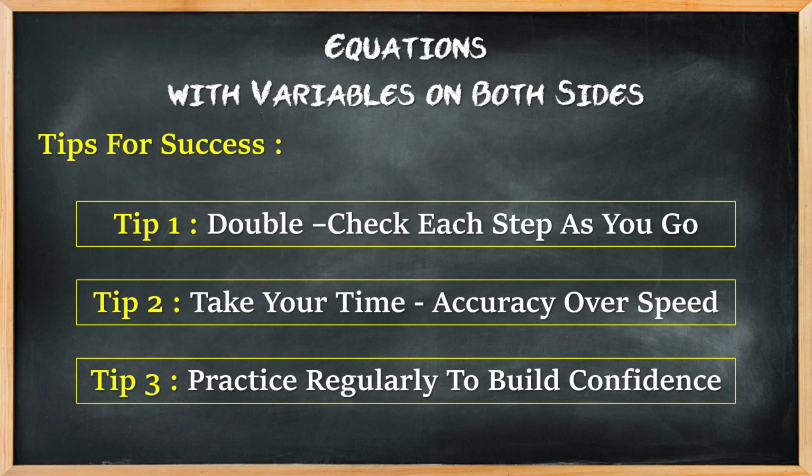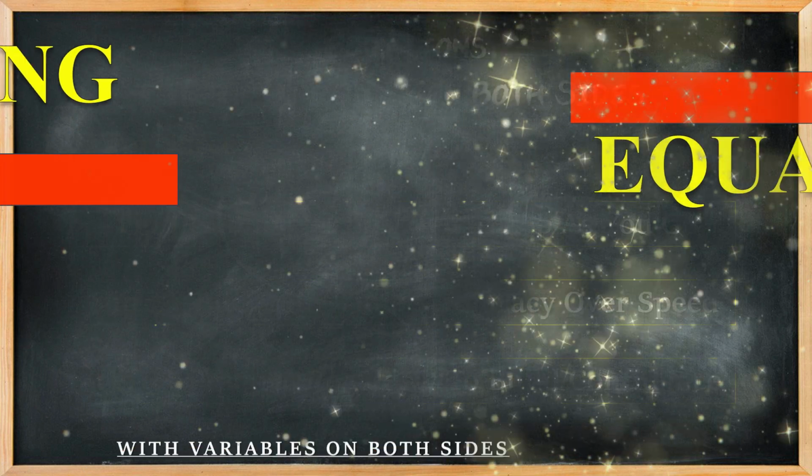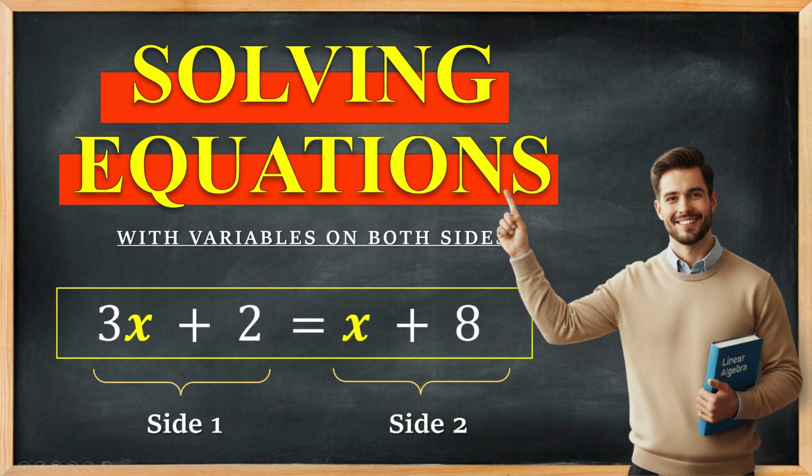Third, practice regularly to build confidence. The more you practice, the more automatic these steps become. Remember, solving equations with variables on both sides becomes easier with practice. Stay patient, work systematically, and don't be afraid to double-check your work.